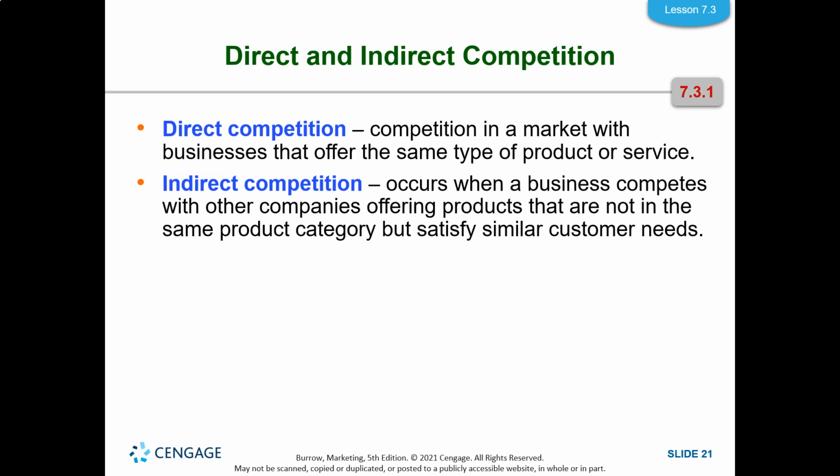Indirect competition occurs when a business competes with other companies offering products that are not in the same product category but satisfy similar customer needs.